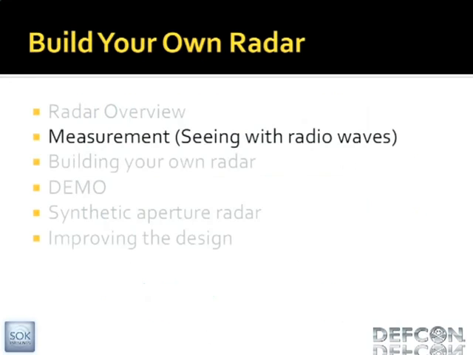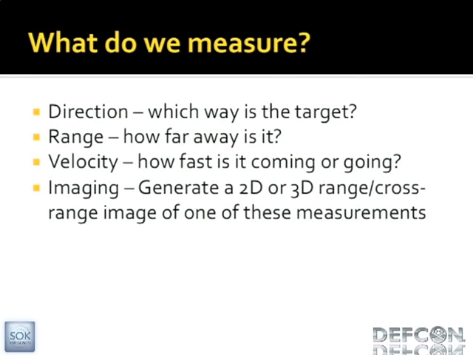So let's talk a little bit more about what we can measure here. Like I said before, there's a couple things that we're talking about. Direction is, if I have some target, where do I go to get to it? Range is the distance to the target, and velocity is how fast the target is moving. Then we can combine all these things into basically imaging. So we can use various techniques to generate a 2D or a 3D picture, in what I'm calling the range and cross-range domain of one of these measurements.